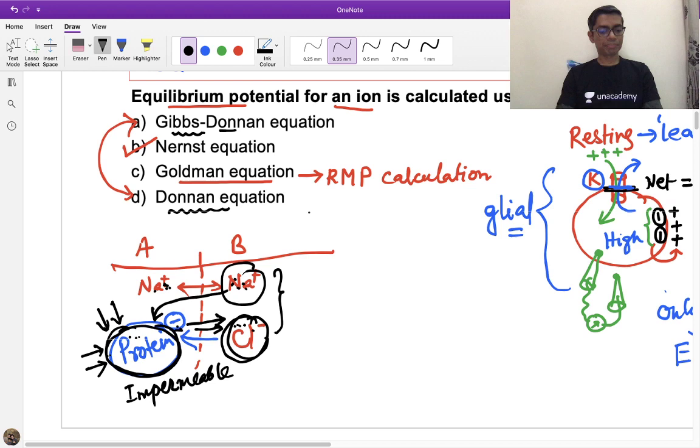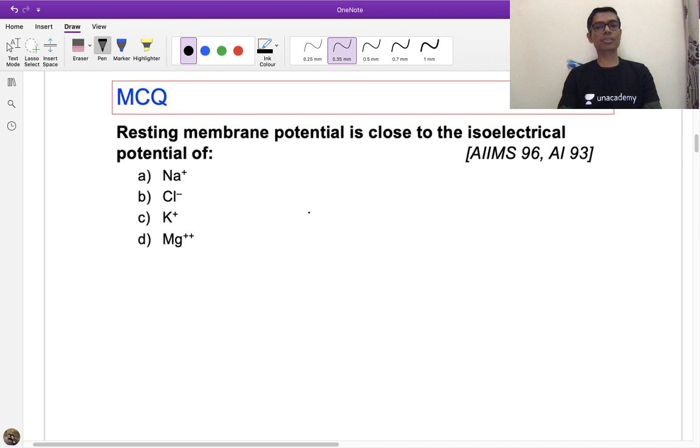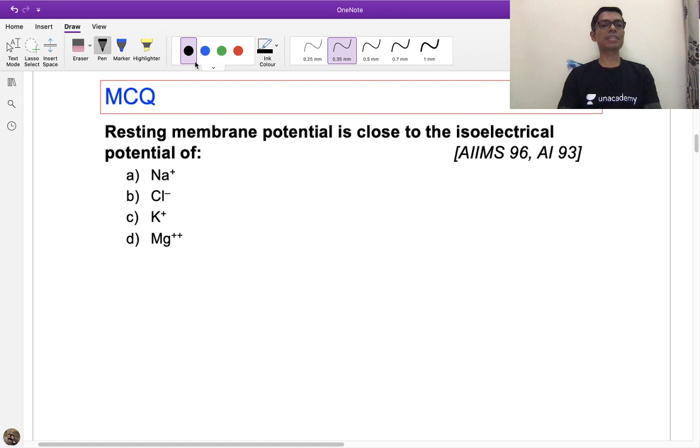Right, now I'm going to the next question. I hope you will be able to answer it. Try to answer this question. This is very, very easy. Resting membrane potential is close to isoelectric potential of. You have to note down here the words close to. I'll give you reference also. So resting membrane potential is close to isoelectric potential.